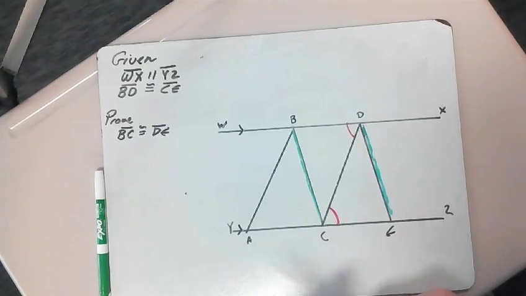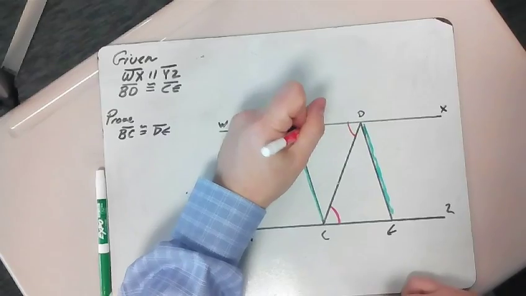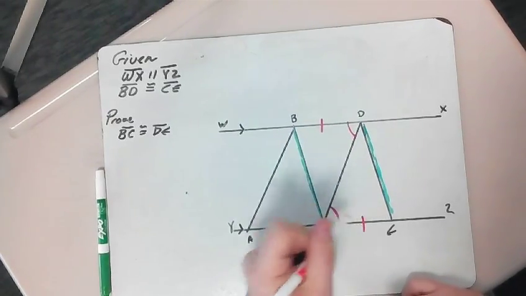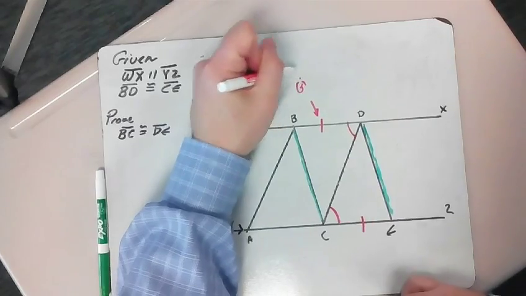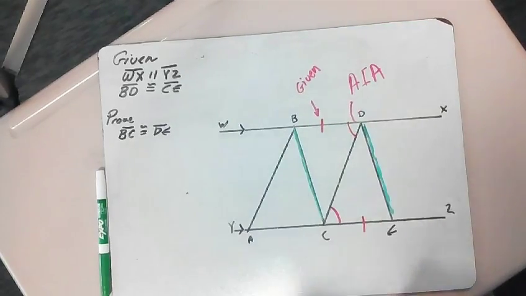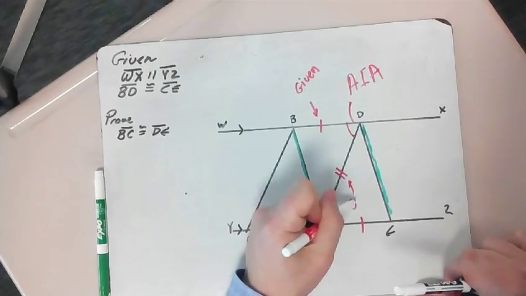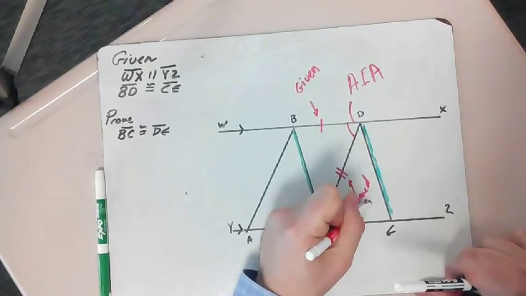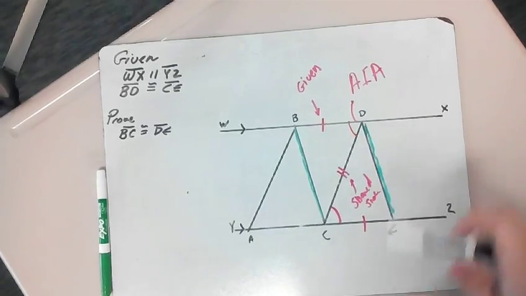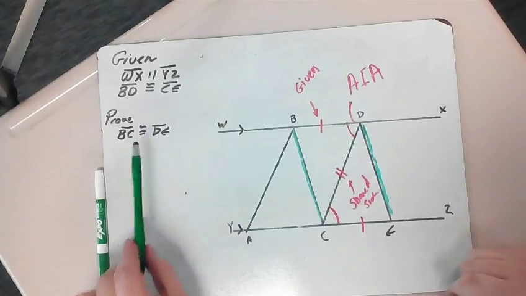Then they tell us that BD is congruent to CE. So that's given. So this is given, and this is an alternate interior angle. From there, I have one more thing going on. I have a shared side. All right, so that's my hint to you guys for this proof. I'm hoping that you guys can figure out the rest to get to your final statement.